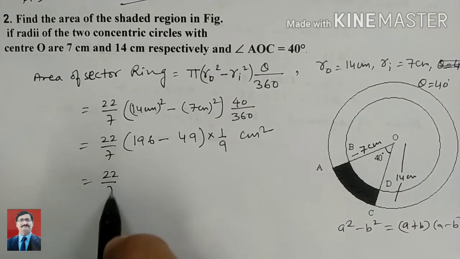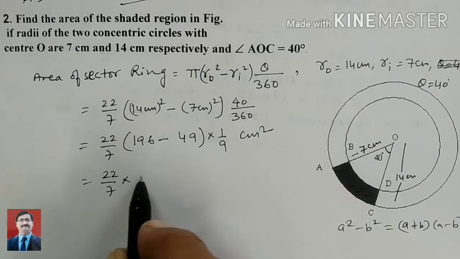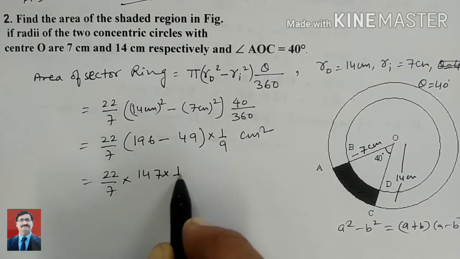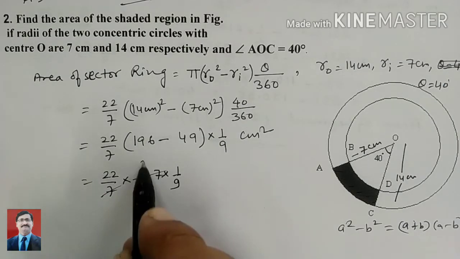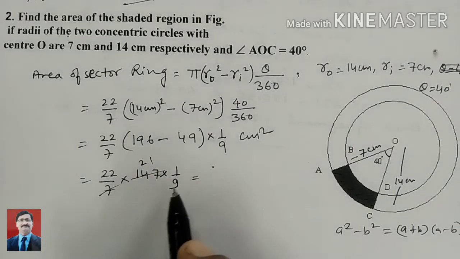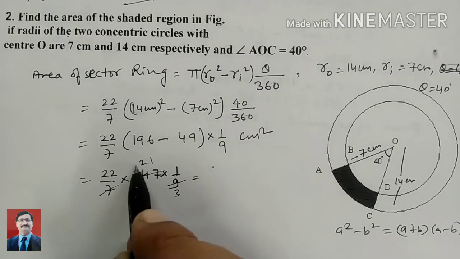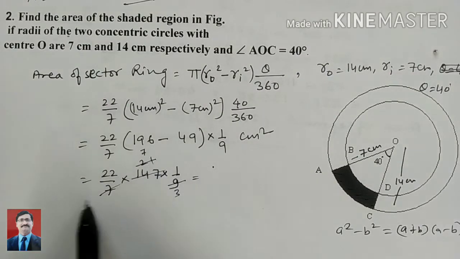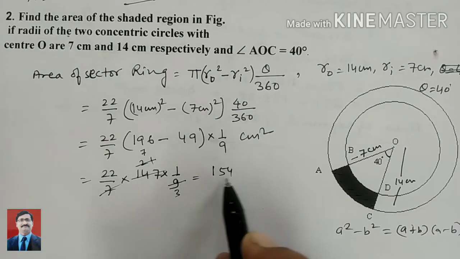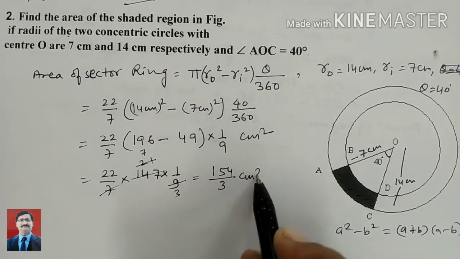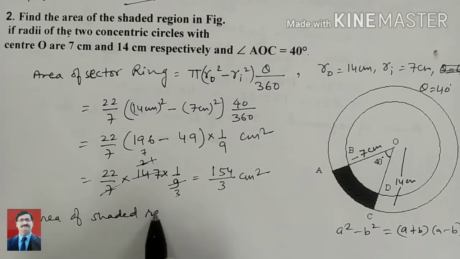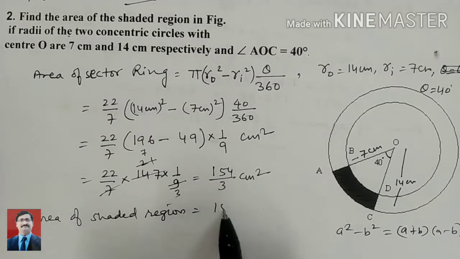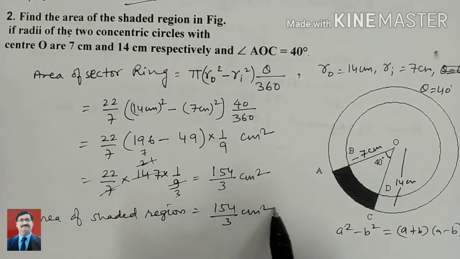Look here, we subtract this and we get 147 into 1 upon 9, and we can cancel. 7 twos are 14, 7 ones are 7, we can cancel by 3, 3 threes are 9, and 3 sevens are 21. We multiply and get 154 upon 3 centimeter square. So this is the area of the shaded region: area of shaded region equals 154 upon 3 centimeter square.